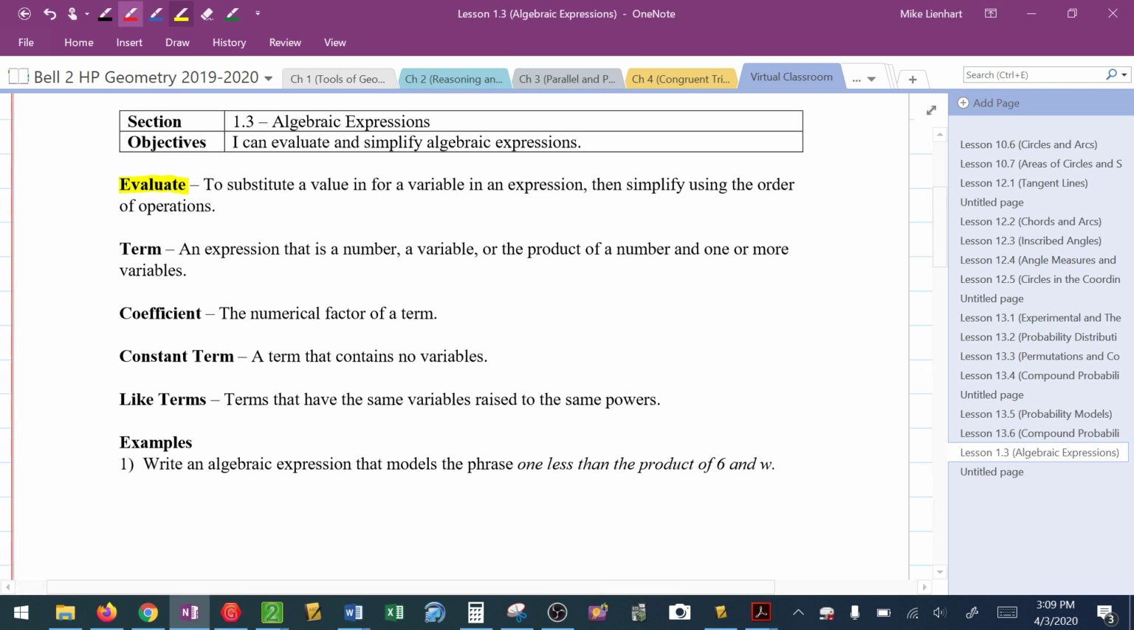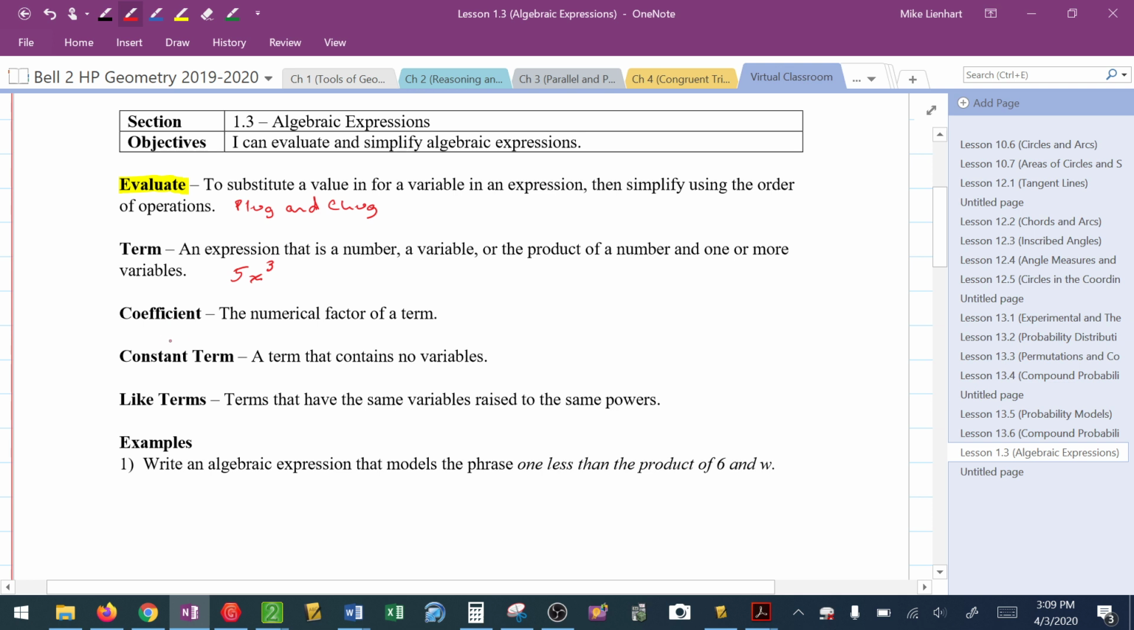All right, I oftentimes like to refer to this as plug and chug. Okay? What is a term? A term is an expression that is a number, a variable, or the product of a number and one or more variables. So for example, something like 5 is an expression. 5x is still considered an expression or a term. All right? 5x cubed would still be considered a term.